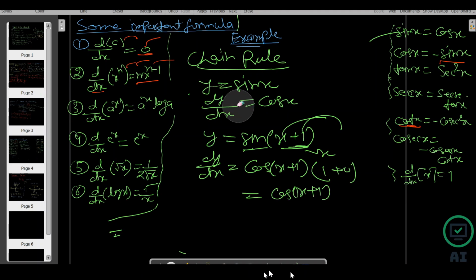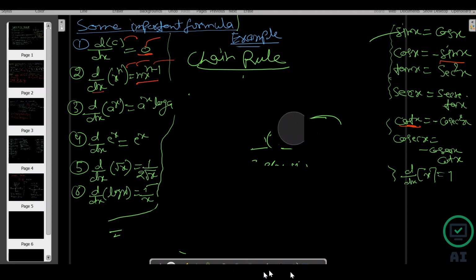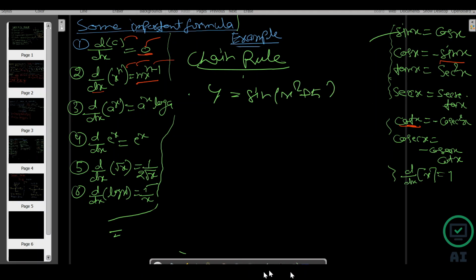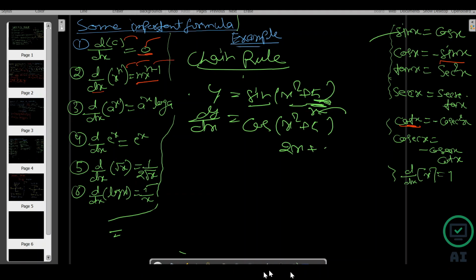So this is cos of x plus 1. Take some more example here. I think you would have understood what is chain rule. If you take this one, let's suppose y equal to sin of x square plus 5. So dy by dx, here one function is sin, and inside this is also one function, so treat this as x. So it is cos of x square plus 5. Now we have to differentiate this inside function also, because this is also one function. So this is 2x and constant is 0. So this is 2x cos of x square plus 5.